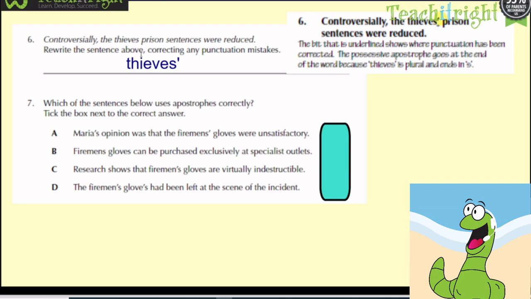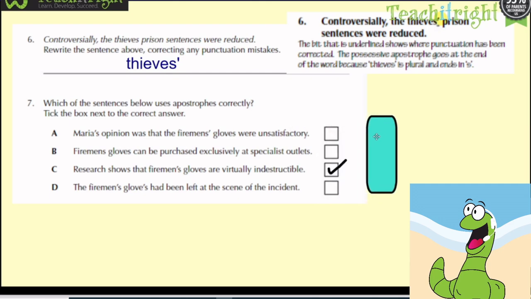And number 7, which of the sentences uses apostrophes correctly? This is very important to know when apostrophes are used, and they are used for possession, omission, or contractions. Maria's opinion was that the fireman's gloves were unsatisfactory. Fireman's gloves can be purchased exclusively at specialist outlets. Research shows that fireman's gloves are virtually indestructible. The fireman's gloves had been left at the scene of the incident. So it's C.